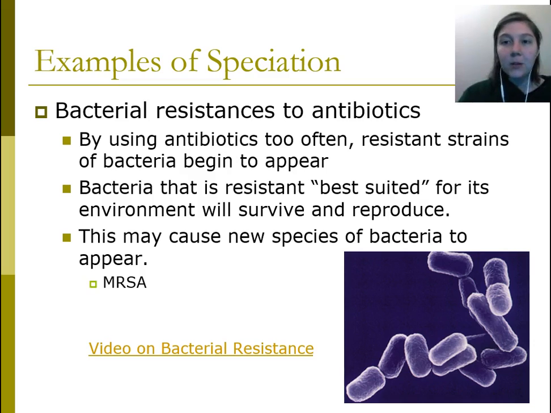Like could be a mutation, could just be maybe a duplication of a gene, they're naturally resistant. So they're able to survive while the other bacteria die off, and now they have all this extra space and food, and so they are best suited for that environment. They will survive and reproduce.